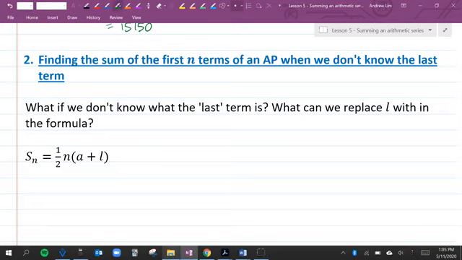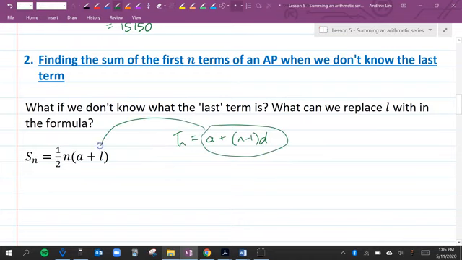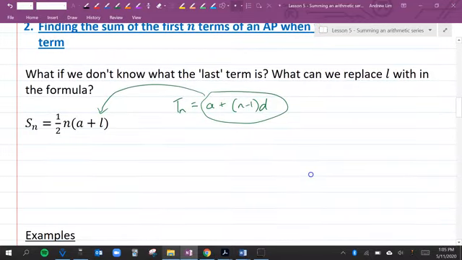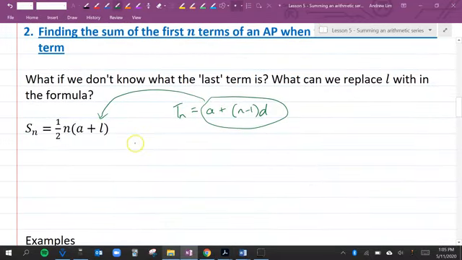Well, usually the last term is the nth term. And because we know that the formula for the nth term is a plus (n minus 1)d, technically we could replace L with all of that. So what would this look like?